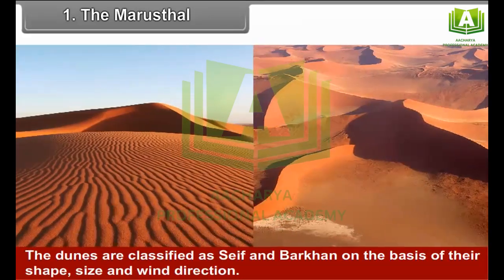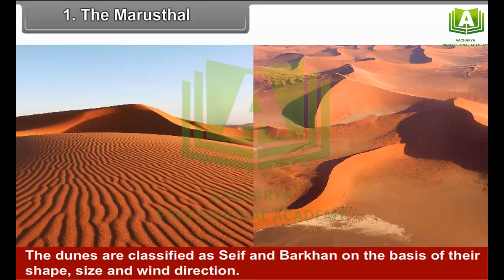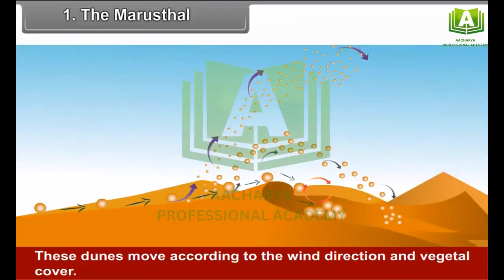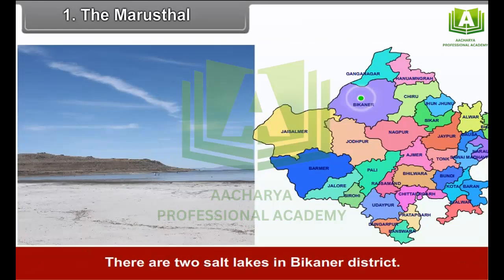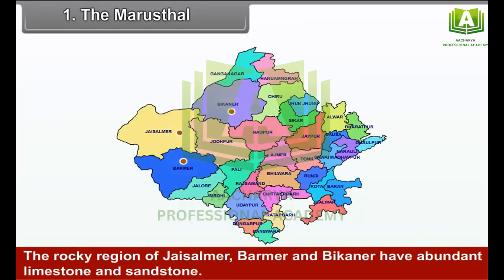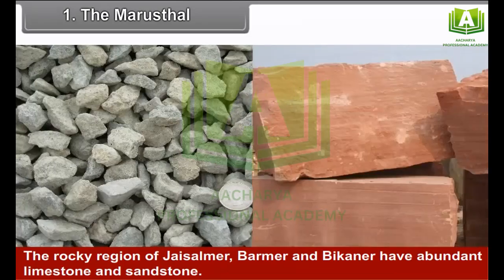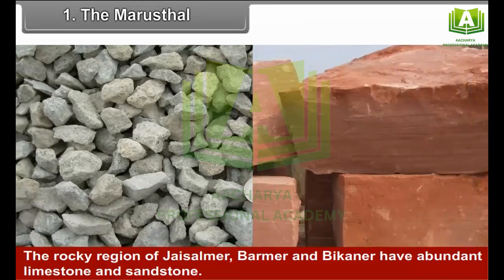The dunes are classified as Seif and Barkhan on the basis of their shape, size and wind direction. These dunes move according to the wind direction and vegetal cover. There are 2 salt lakes in Bikaner district. The rocky region of Jaisalmer, Barmer and Bikaner have abundant limestone and sandstone.